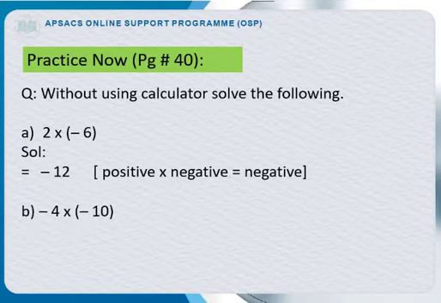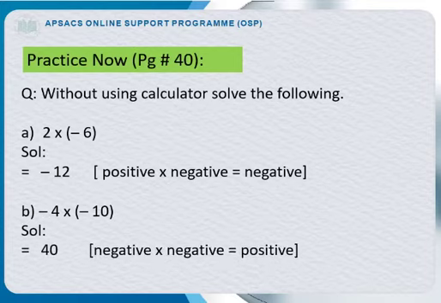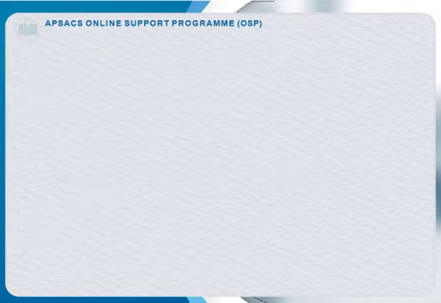Part B is -4 multiplied by -10. Now the first number is negative and the second number is also negative. Whenever we multiply two negative numbers, we'll get our answer positive. First we will write the heading of solution. Afterward 4 tens are 40 and minus minus plus.